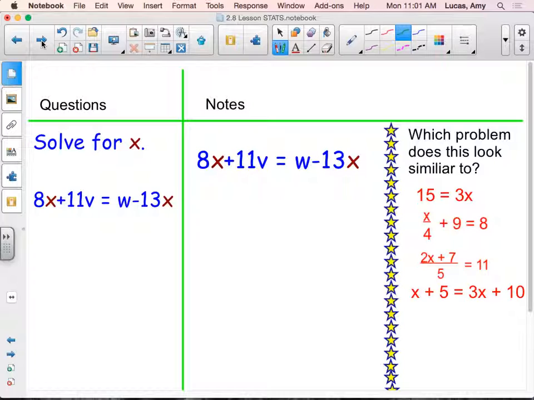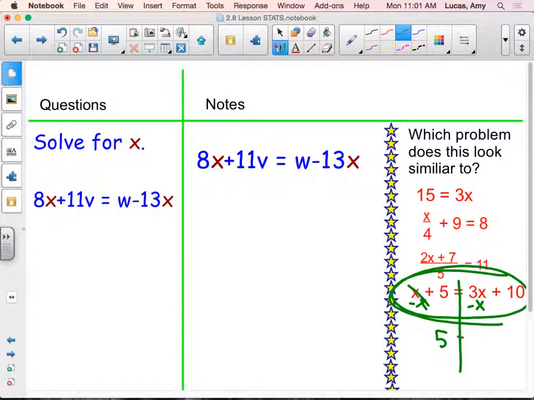All right. Now, our last example, I'm pretty sure, solve for x, 8x plus 11v equals w minus 13x. The bottom equation is the one that I want you to take a look at. Remember that when we're solving for a variable, we're trying to isolate it, get it by itself, we can't see it twice then. So on this one over here, we would have subtracted the plain 1x so that it would give us 5 equals 2x plus 10, and then we'd keep solving to get the x by itself. So basically we need the variable we're solving for on the same side and everything else on the other side.